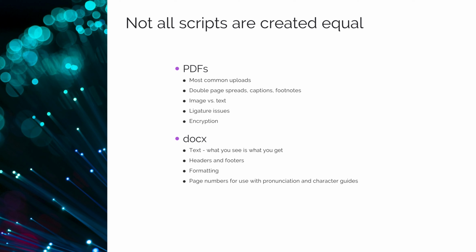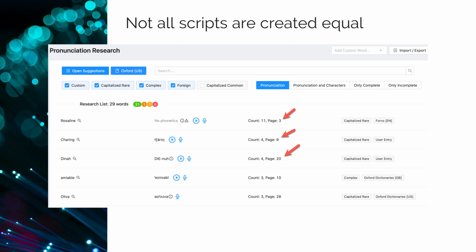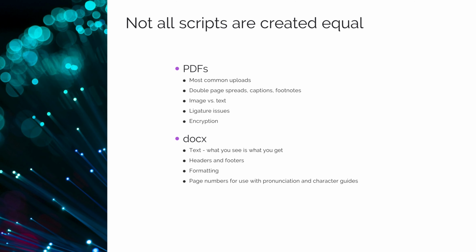Because of the format of docx files, occasionally Pozotron will not be able to parse page numbers as well. So in the pronunciation and character guides, where if you upload a PDF, it'll tell you what page each of these things are on, occasionally with docx files, it's not able to pull that information out.